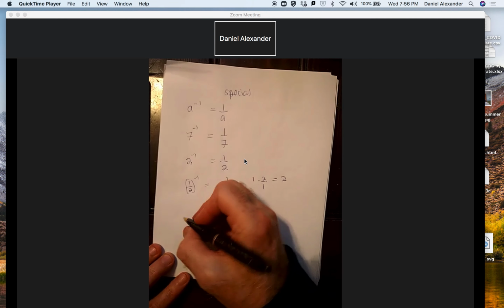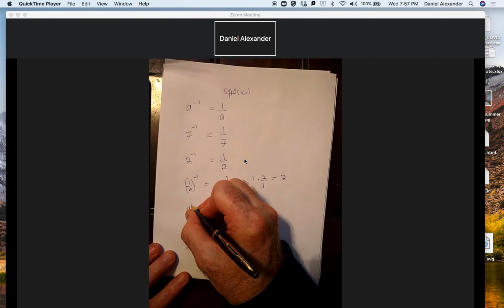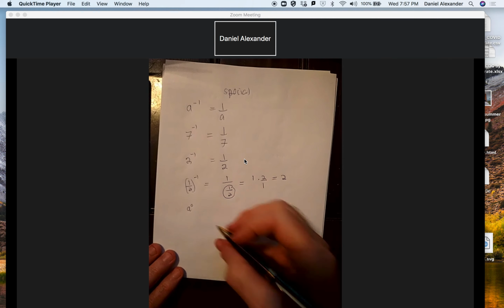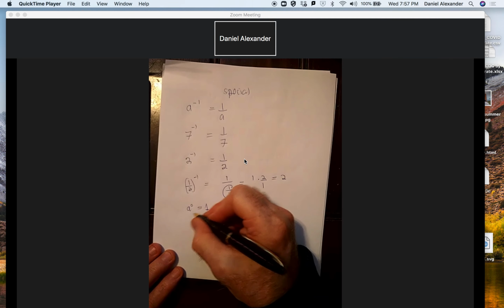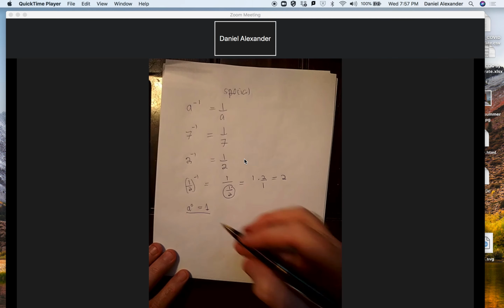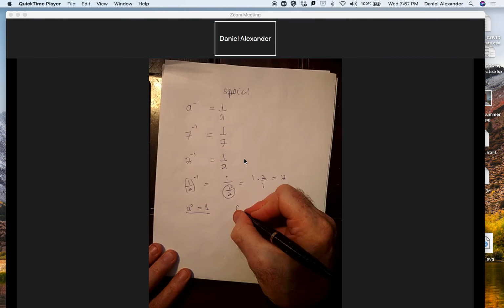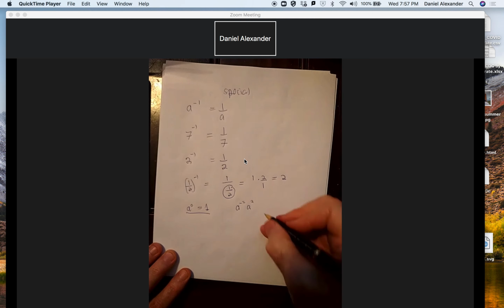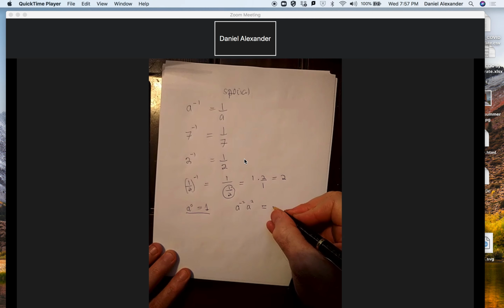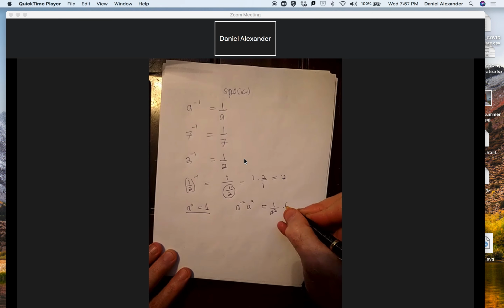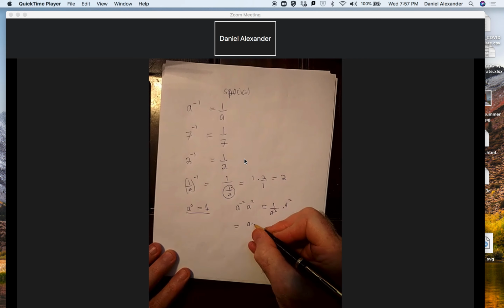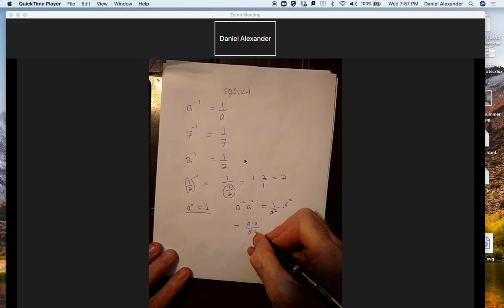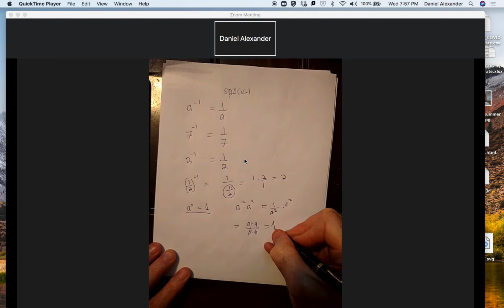Okay. And then the last one is a to the 0. I'm going to give you an example. This is going to be 1, and I want to explain why. First of all, it makes math sense, but let's look at a to the minus 2 times a to the 2. We would take 1 over a squared times a squared. That would be a times a over a times a. Everything cancels and we get 1.